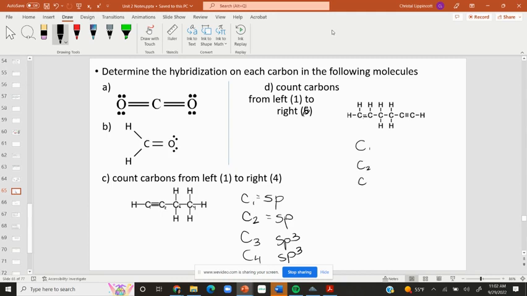sp2, sp2, sp1, sp1, sp3, sp3. Okay, so my first carbon, what is it going to be? sp2, because we would have taken 1 finger down here. This carbon's going to be the same thing because we take 1 finger down for this.